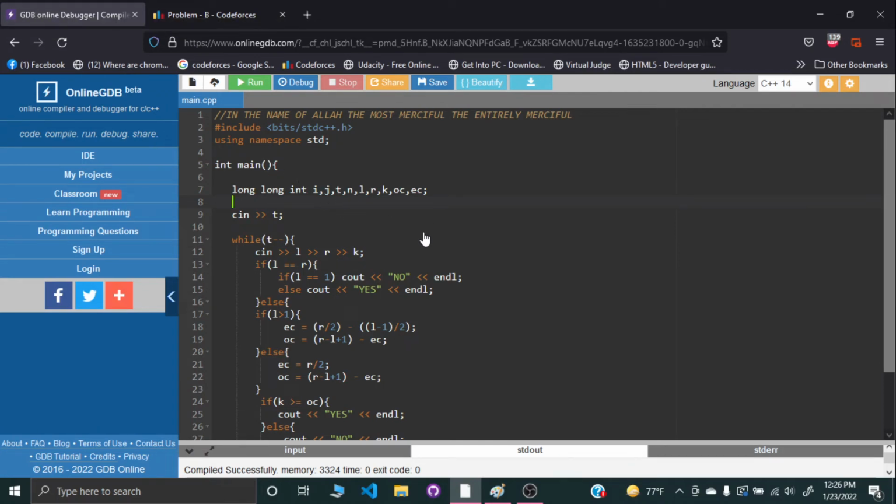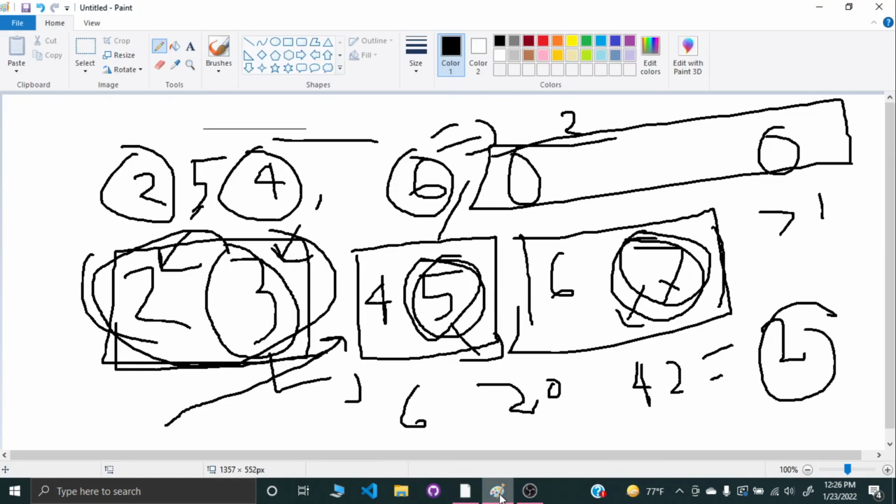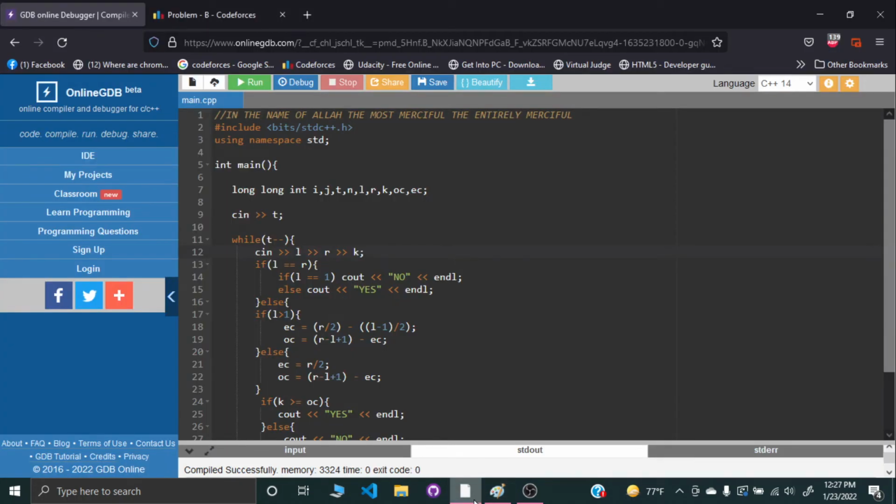This is the coding part. First we took the test case, then we took L and R. There's an edge case here too, which is what if L and R are the same? If L and R are the same, then there will always be 1 number. You cannot make any operations, because in order to make operations you need 2 numbers, right? So if L and R are the same, meaning the resulting array's length is 1, just check whether the value here is 1 or not.